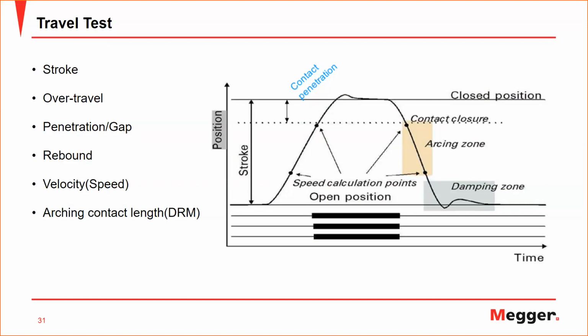If there is any bouncing or rebound, we can see it in the damping zones. Also, the speed can be calculated. Since you have the distance and you have the time, you can just take two points from the motion curve and get the speed calculation, which is something very important, that the breaker is moving at a certain speed value.